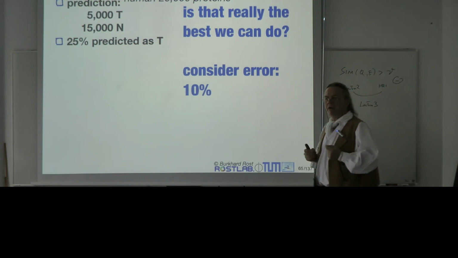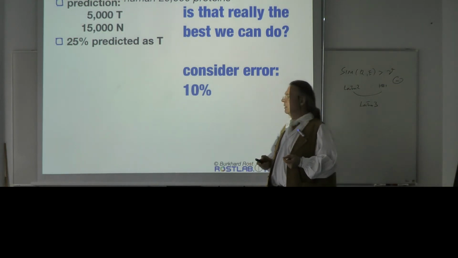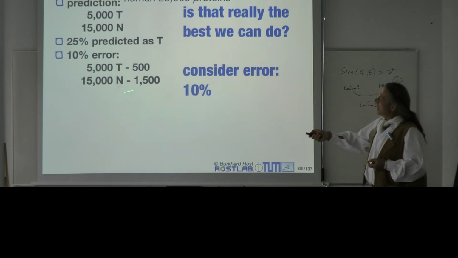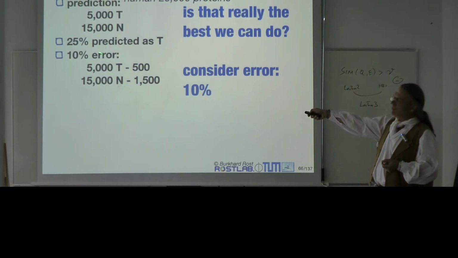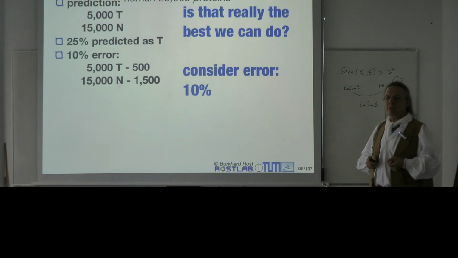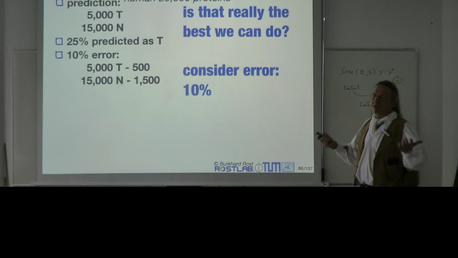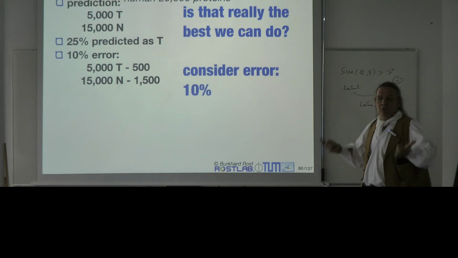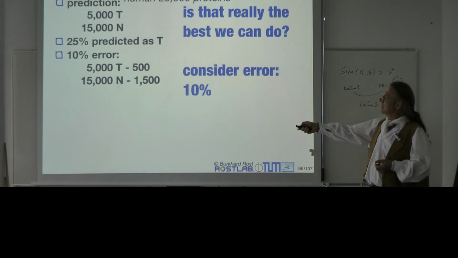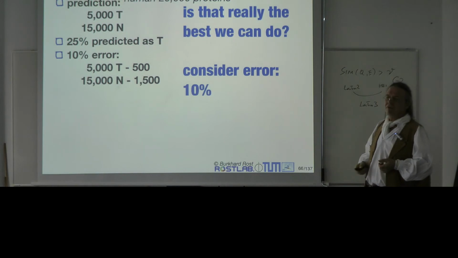Consider we had an error of 10%. Okay? So this 10% error would be, of the 5,000 predicted to be transmembrane, I would have to subtract 500. 10% are wrong, right? 500 are wrong. I don't know which ones, but I know on average 10% are wrong. Of the 15,000, I would subtract 1,500.